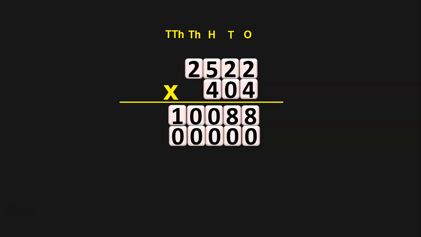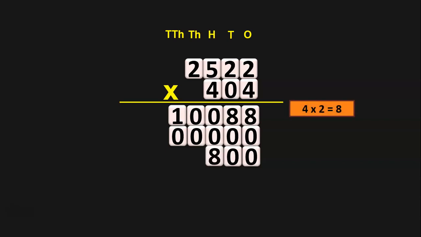Next move on to 4, which is in the hundreds place. So add zeros in the ones place and tens place. Now begin the multiplication of the number by 4, which is actually 400 because 4 is in the hundreds place. Now 4 into 2 is 8.